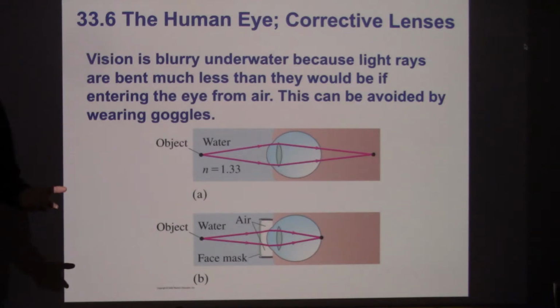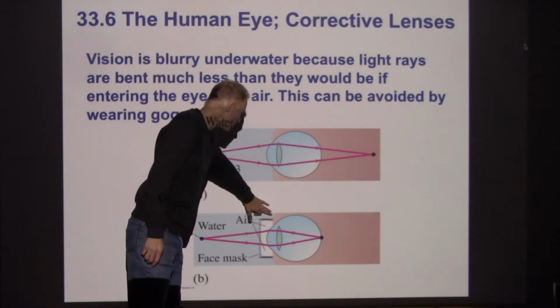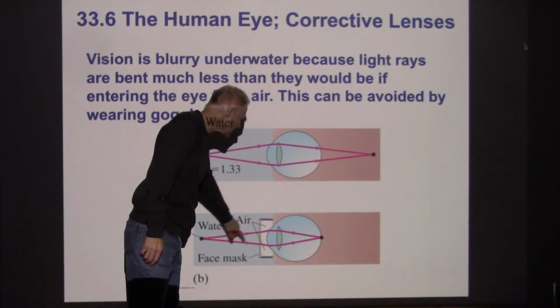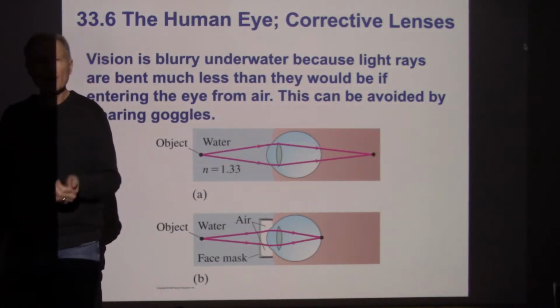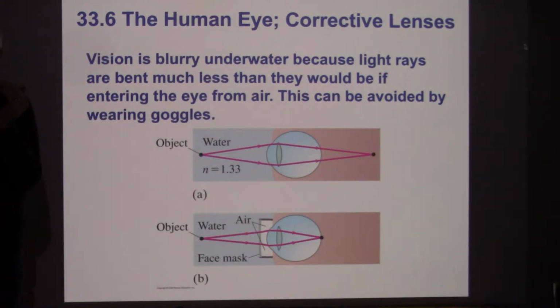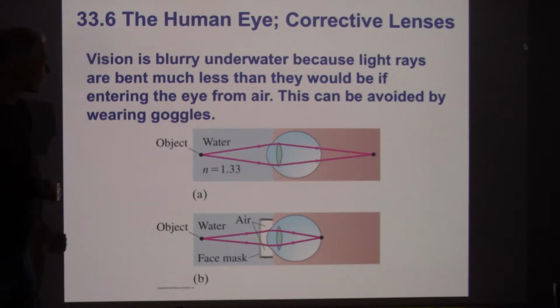How can you recover things so everything comes back sharp? You just wear some goggles, or you wear a face mask, and what that goggles or face mask does is it recovers the air-cornea boundary. So now you are getting the same amount of refraction that you were getting before when you were up in the atmosphere looking at things.